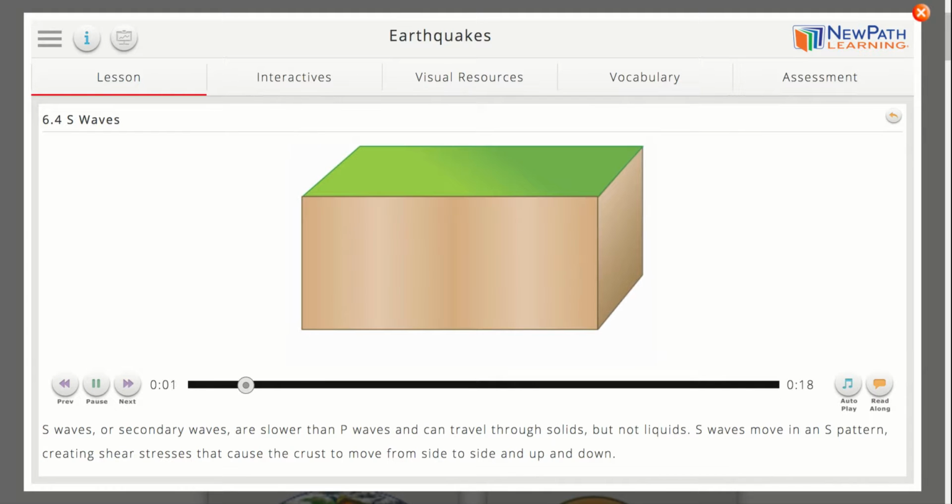S waves, or secondary waves, are slower than P waves and can travel through solids but not liquids. S waves move in an S pattern, creating shear stresses that cause the crust to move from side to side and up and down.